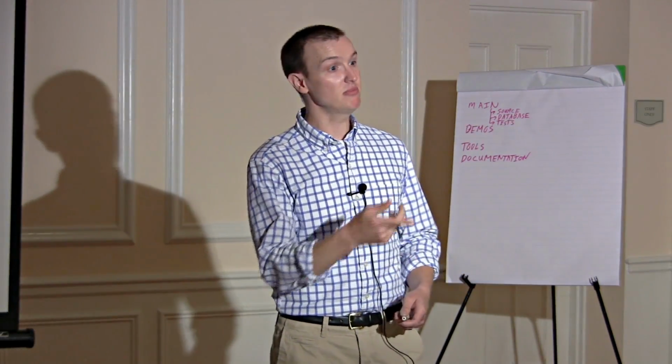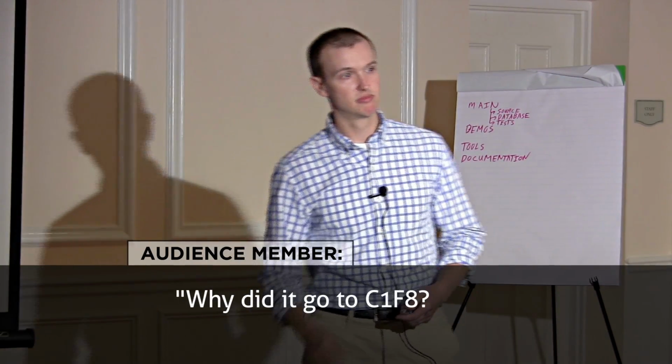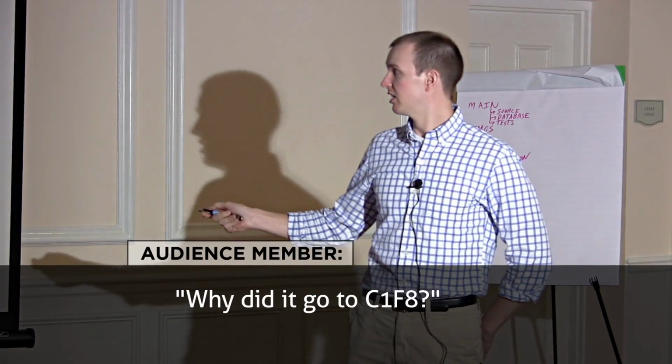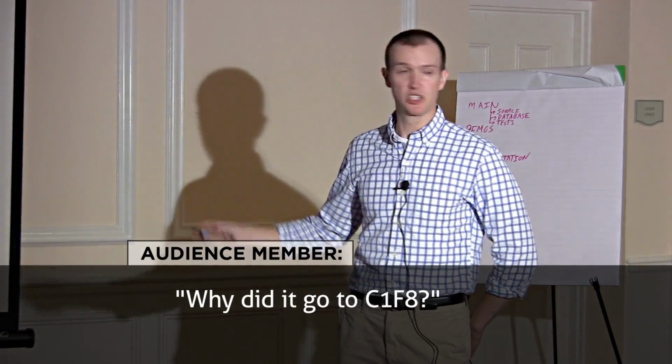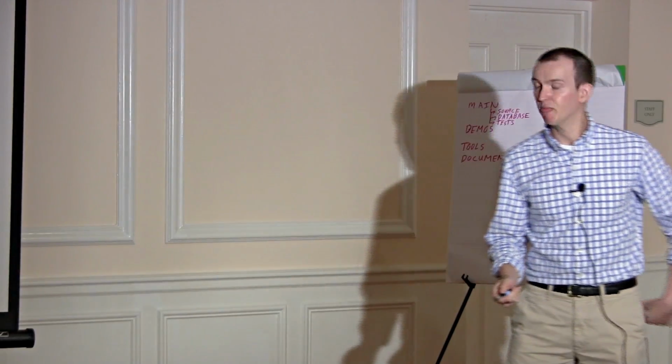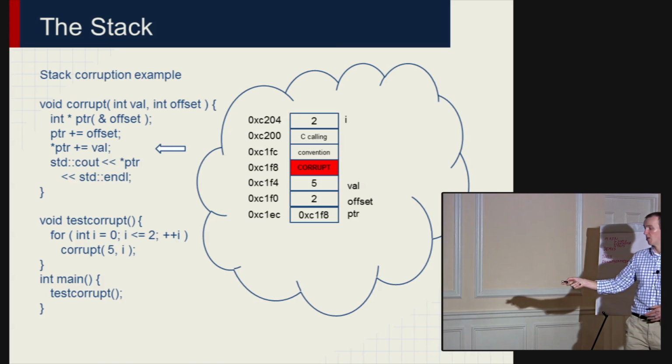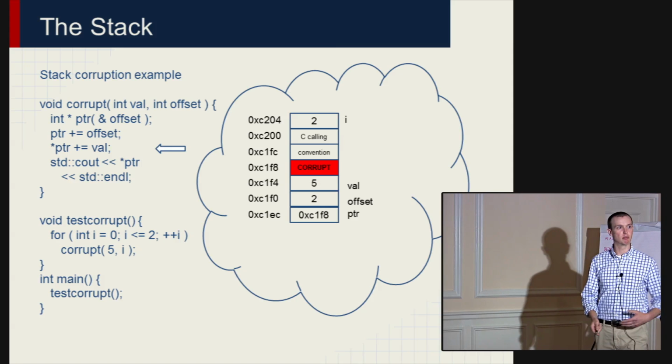Sorry, this question? Yeah, so the question, yes, thank you, was why did it go to C1F8 if it was C1F0? And so the funny thing is that this is an integer pointer, and integers are 4 bytes. And so when you increment them, you increment in 4-byte steps. So you actually will step through 8 bytes in memory if you increment by 2. And so offset is 2, so I'm going to increment by 2. So it went F0 and then 2 4-byte segments from there is F8.